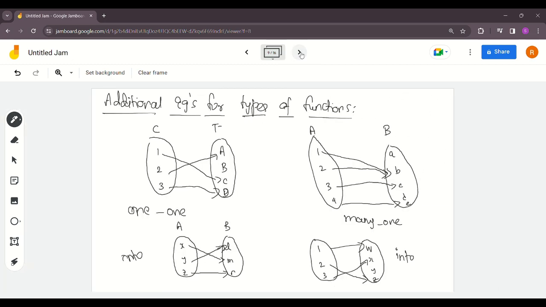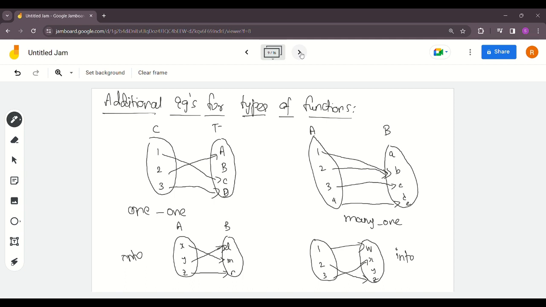Now we will see some more examples for types of functions. There are many types of functions: one to one, many to one, onto, into, as we have already seen. Now let us look at the examples. If different elements of the left hand side are mapped to different elements of the right hand side, that means it is a one to one function. So here you see set C and set F. Here 1 is mapped to C, 2 is mapped to A, 3 is mapped to D. So first of all, it is a function, and also it is a one to one function, because different elements of the left hand side are mapped to different elements of the right hand side.